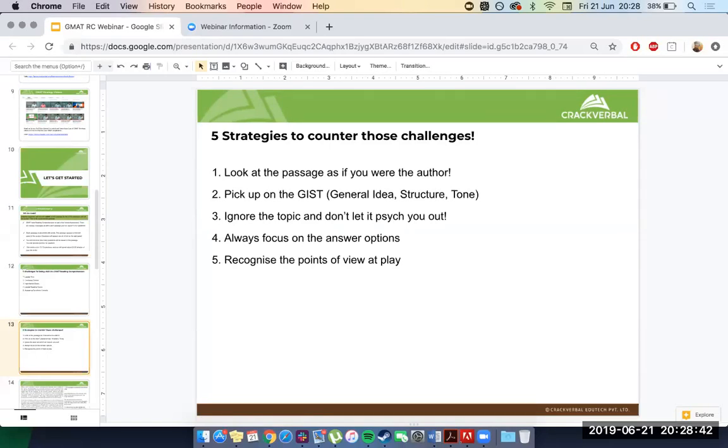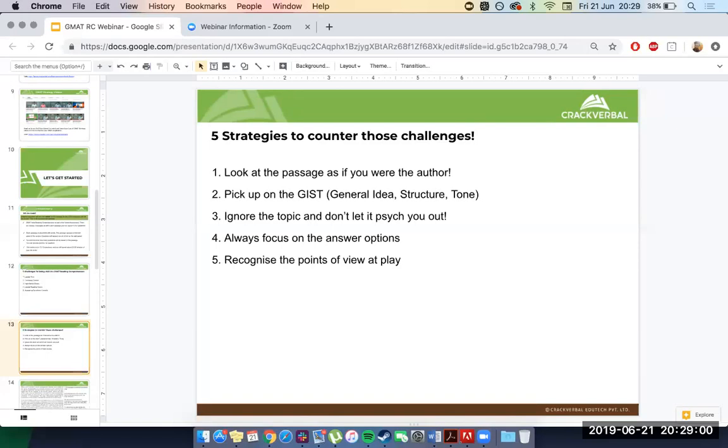Lastly, you want to focus on the points of view. This may not be there in every single passage, but there will certainly be a lot of passages that have multiple points of view. And what you want to do is focus on what these points of view are. You want to make sure that you have a clear understanding of who is on which team, right?